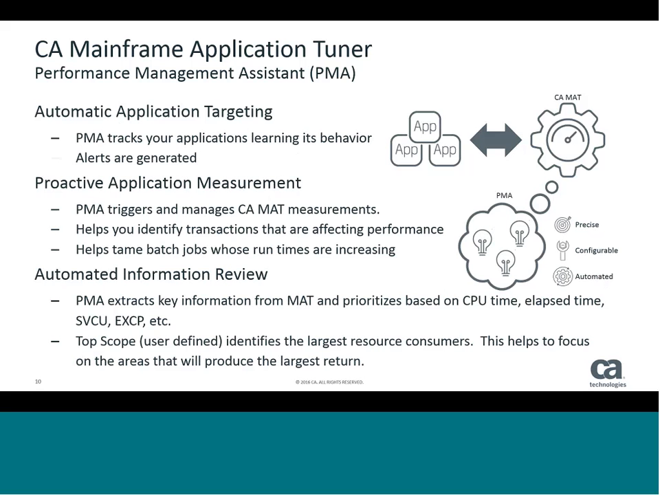So PMA tracks your applications across the enterprise, learning the behavior, generating alerts if that performance profile changes. This process enables you to more proactively measure your applications, identify those transactions affecting performance, and batch jobs whose runtime is increasing. PMA also automates the review of the gathered information by extracting information from the MAT monitors and prioritizing that information, helping you to focus on the areas that will produce the largest return.